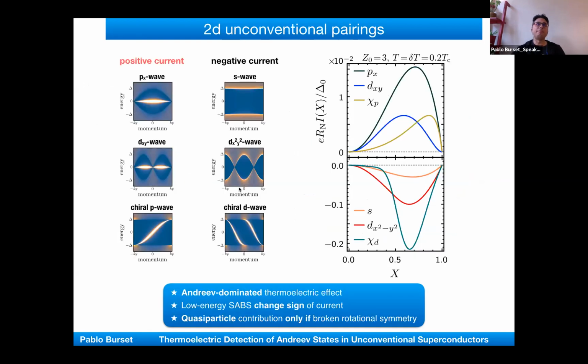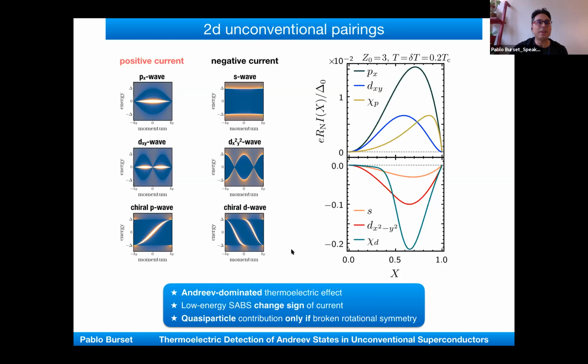So enough with the example. Now we check many possible cases. I'm probably running a bit short on time, so let me go a bit quickly here. We have some pairings that feature Andreev bound states, like px wave and dxy wave, and they have a very positive thermoelectric current. We have examples like this dx squared minus y squared, which is the same one as this one rotated, or the conventional s wave, that show a negative current. There is also sometimes one or two orders of magnitude difference in the current.